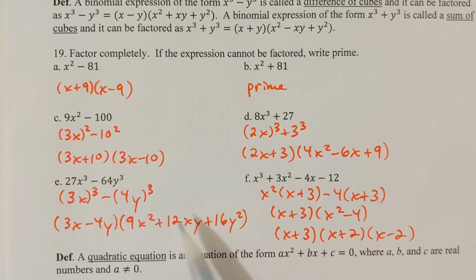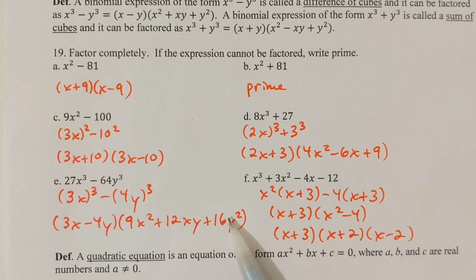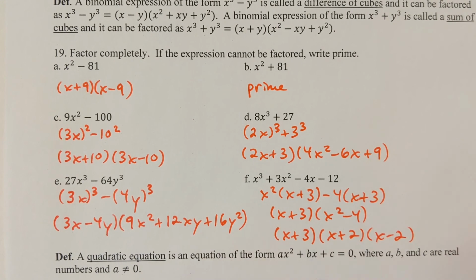In this part here, I want to square 3x to get that first term. 3x squared is 9x squared. And then to get the last term, I square 4y. 4y squared is 16y squared. And then to get the middle term, I multiply 3x and 4y. That'll get me 12xy there in the middle.